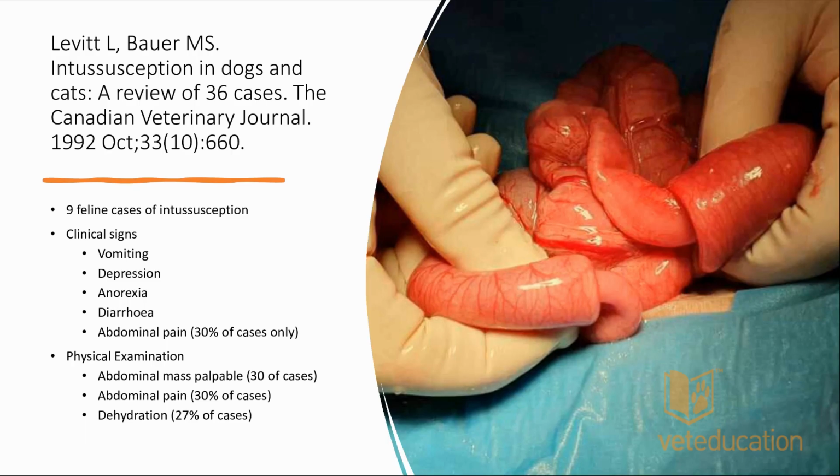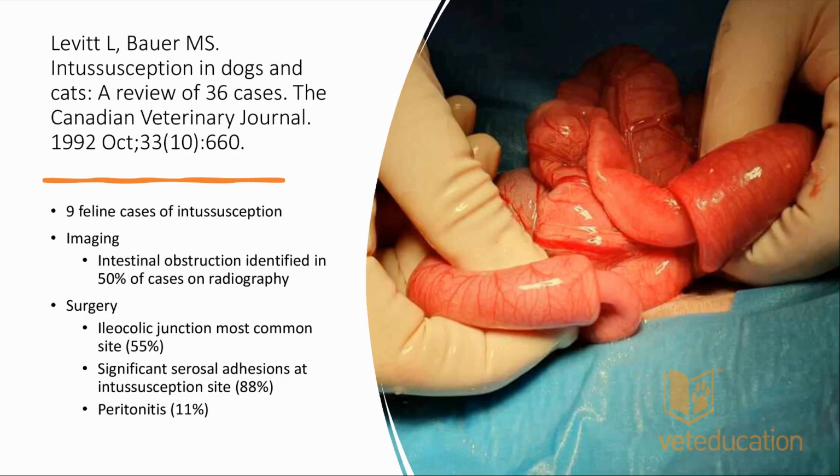Abdominal pain was present in only 30% of cases. So again, this is a serious disease causing partial, in some cases complete, intestinal obstruction, and abdominal pain is just not a major feature of these patients. Physical exam: in 30% of cases there was a palpable mass. Abdominal palpation, we've already said, revealed abdominal pain in only 30% of cases and dehydration in 27% of cases. So these cats were trying very hard to get on with their lives even though they had intussusception present.